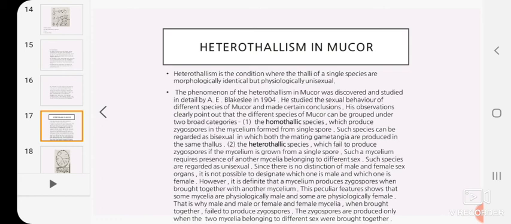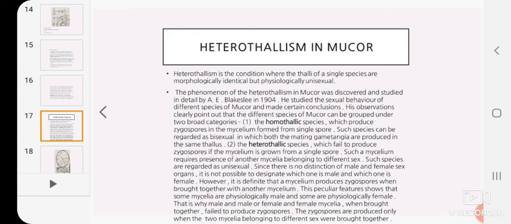Physiologically, one of the strains is male and the other is female. So morphologically we cannot distinguish them, but physiologically they are different. They observed that the mycelium which grows vigorously is female, or we can say the positive strain, and the mycelium which grows slowly is male, and that belongs to the negative strain. So this is heterothalism in the case of Mucor.